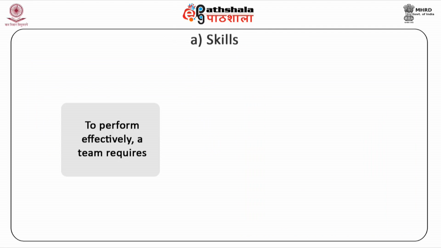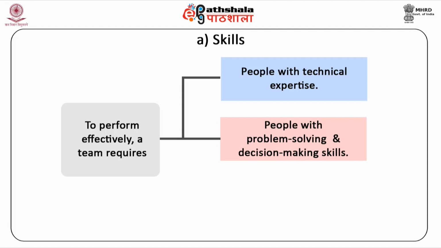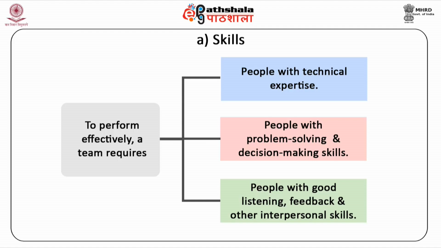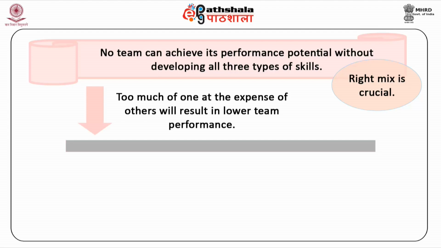Skills. To perform effectively, a team requires three different types of skills. It needs people with technical expertise. It needs people with the problem solving and decision making skills to be able to identify problems, generate alternatives, evaluate those alternatives, and make competent choices. It needs people with good listening, feedback, conflict resolution, and other interpersonal skills. No team can achieve its performance potential without developing all three types of skills. The right mix is crucial. Too much of one at the expense of others will result in lower team performance.